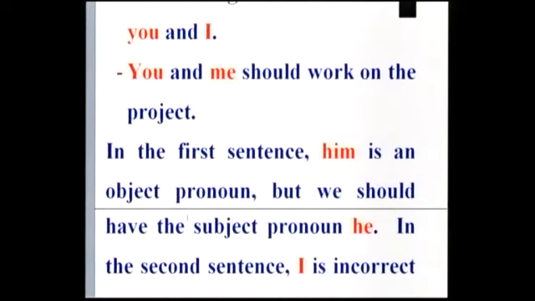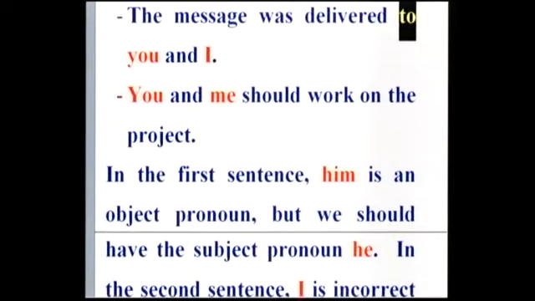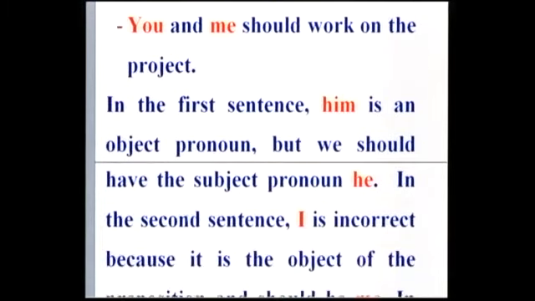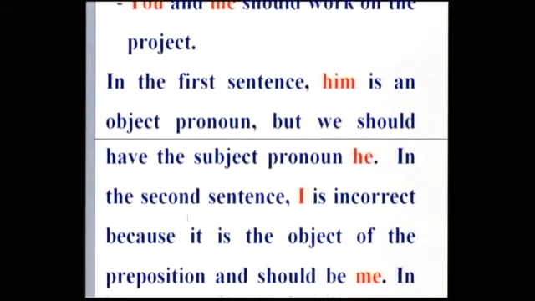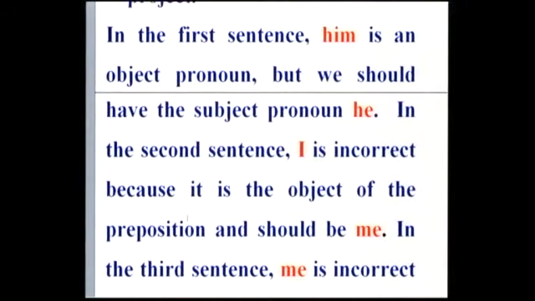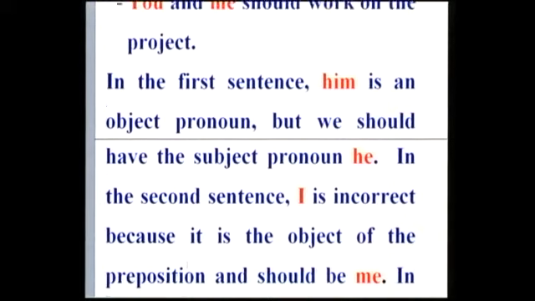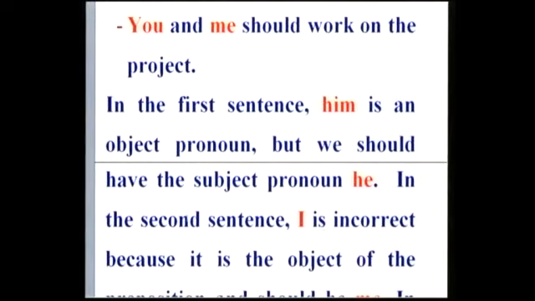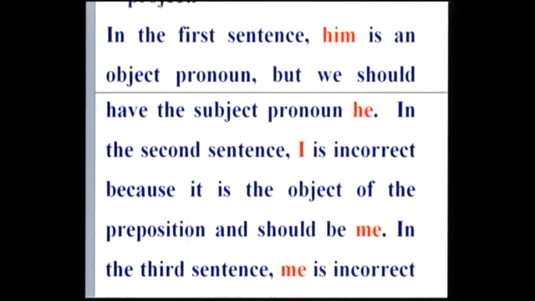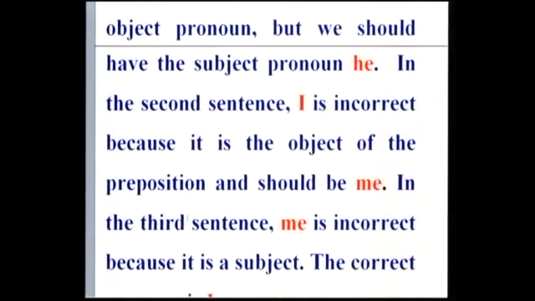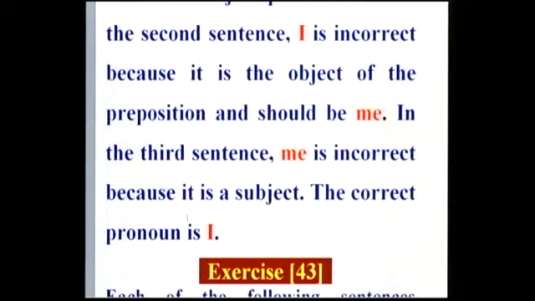In the second sentence, I, to you and I is incorrect because it is the object of the preposition and should be me. In the third sentence, برضو, me is incorrect because it should be a subject. You and I should work on the project because it is a subject. The correct pronoun is I.